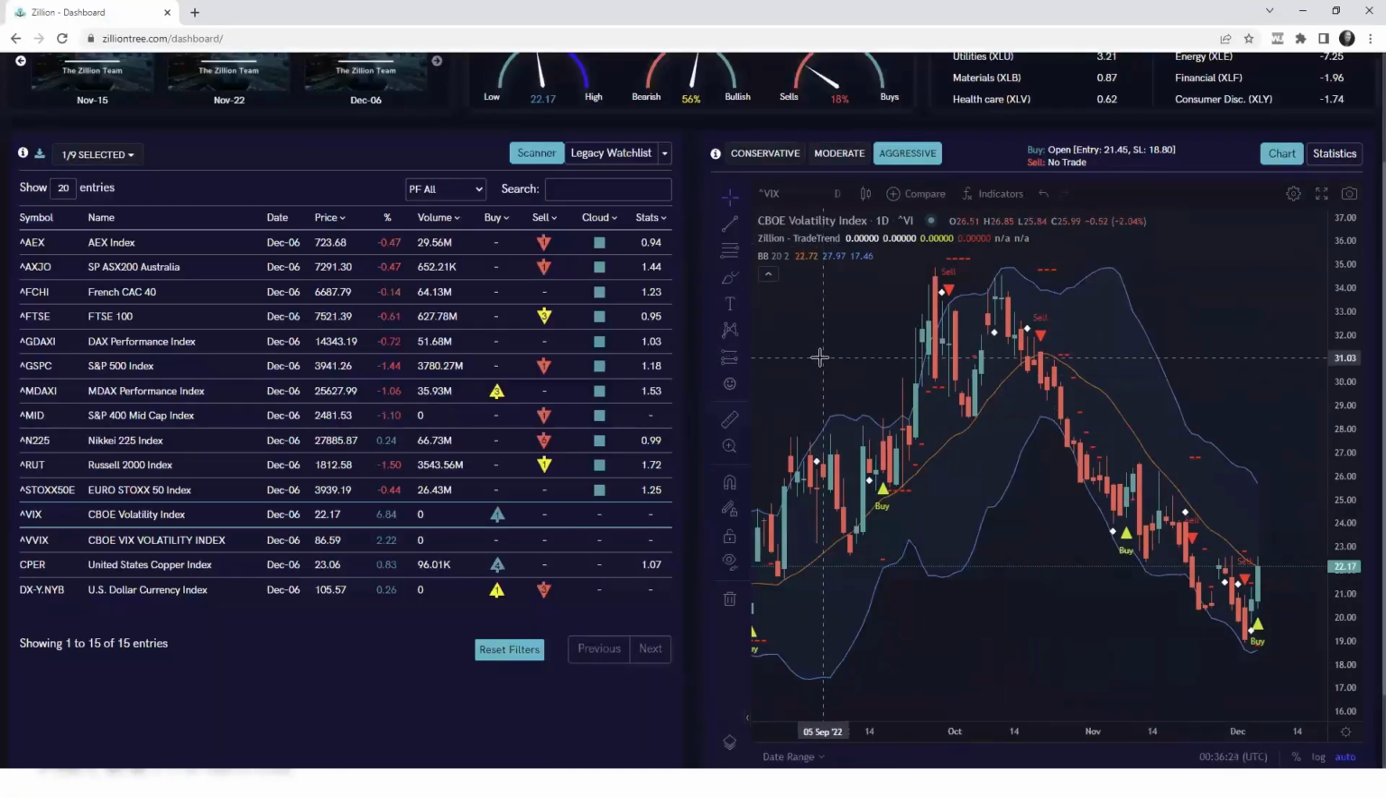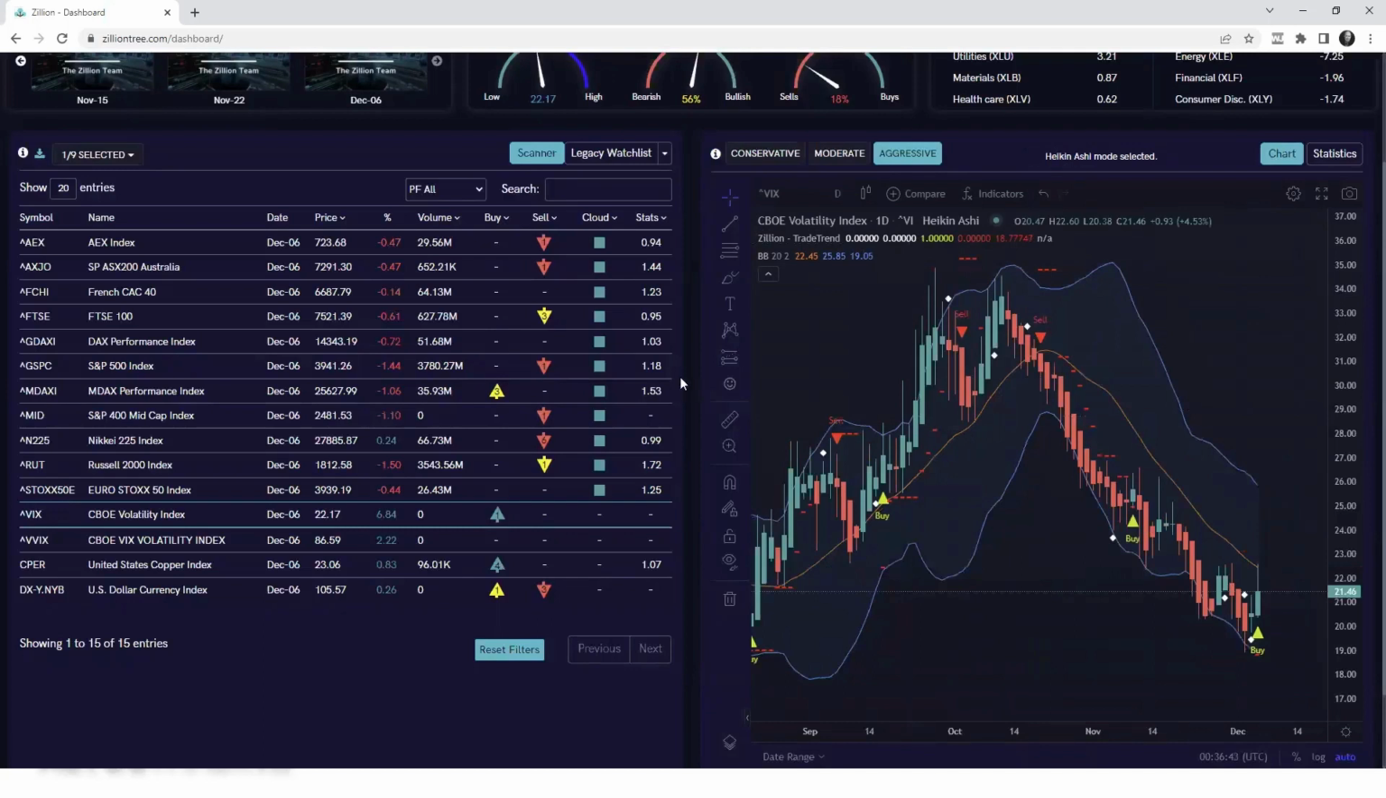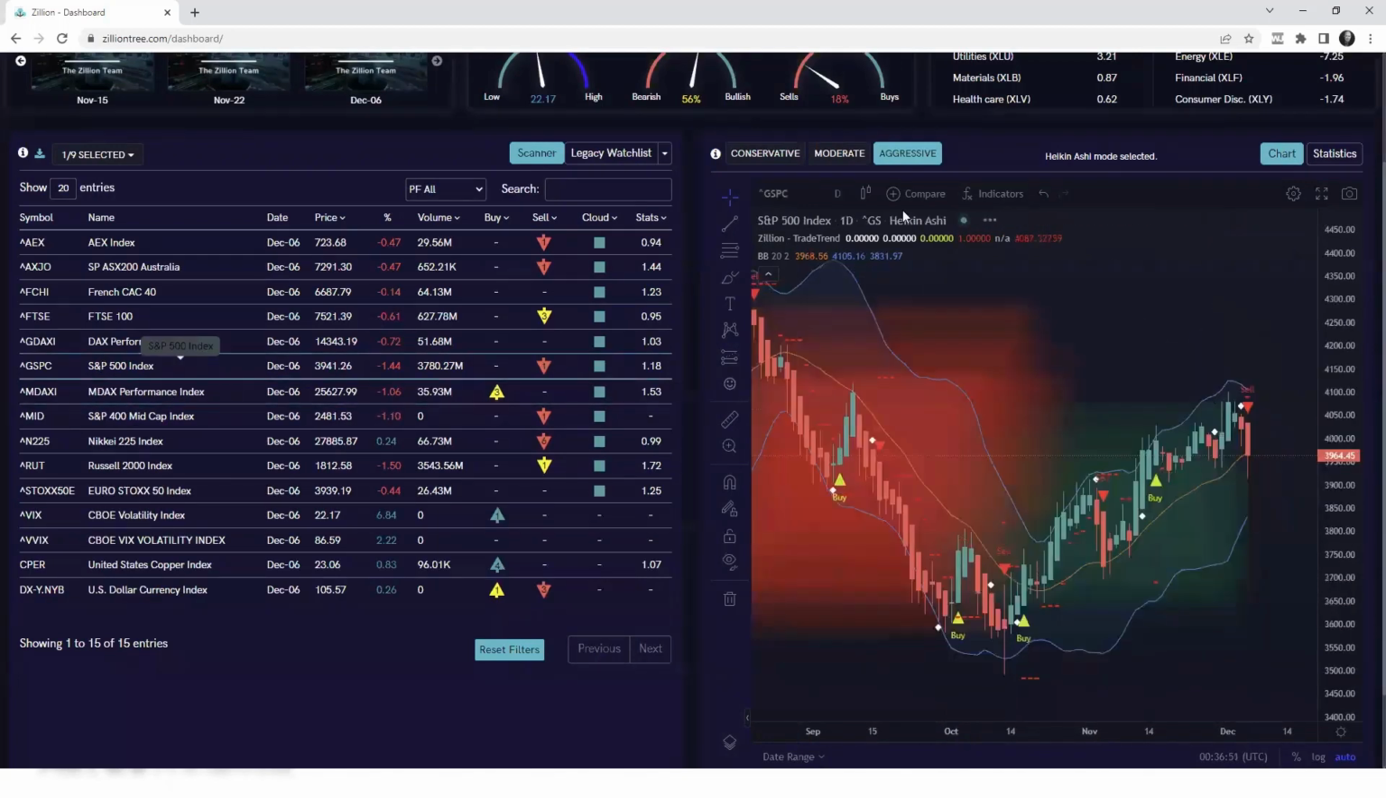Most charting platforms offer this functionality. And in Zillion, you can actually use a Heikin Ashi chart. So if you just click on the candles from the dashboard, just to the right of the ticker box, at the very bottom, you see Heikin Ashi. And I'll go over what they are if you're not familiar with them. Let's go to the S&P 500.